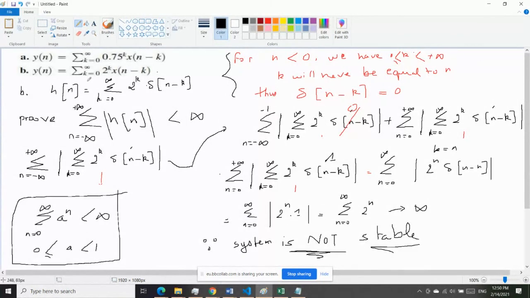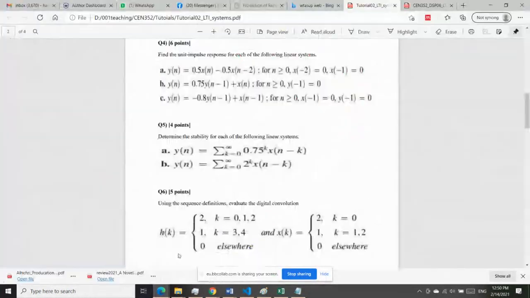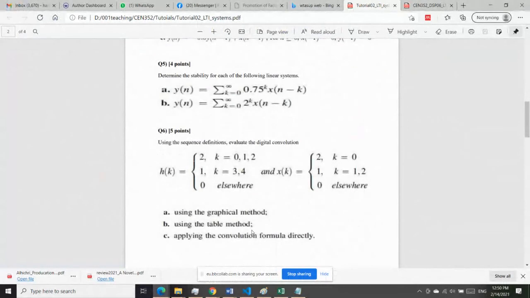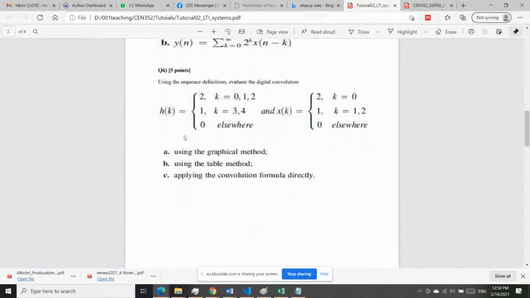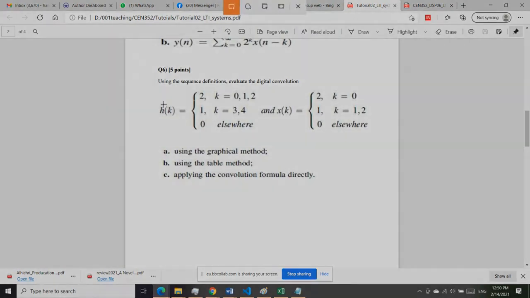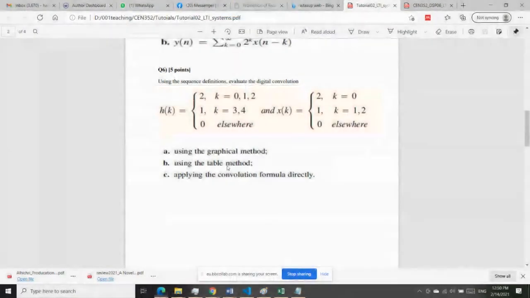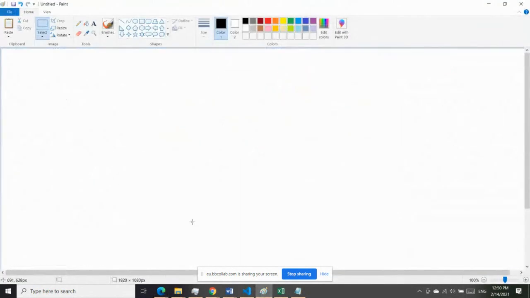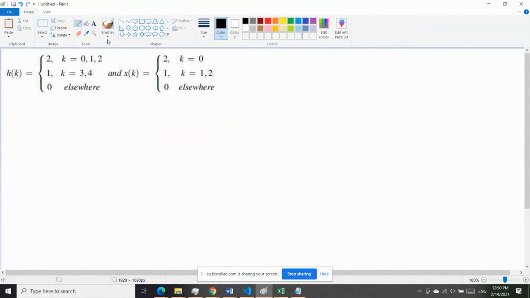Okay, at home do part A. هنا convolution exercise. Okay. So I have two samples and we want to convolve them, using the graphical method and the tabular method. So graphical method, what is graphical method? It means to draw them. So I will draw the first sequence.